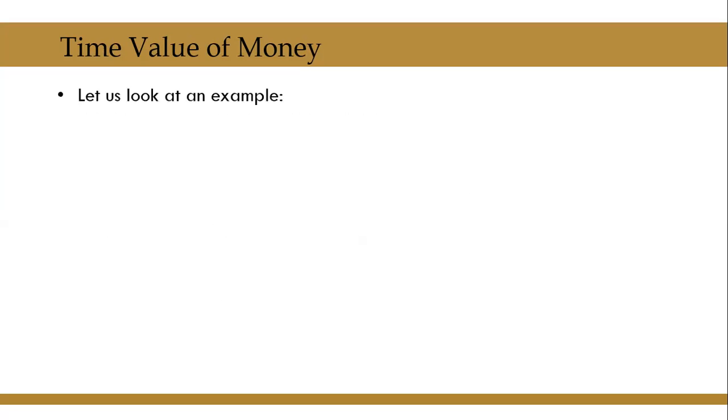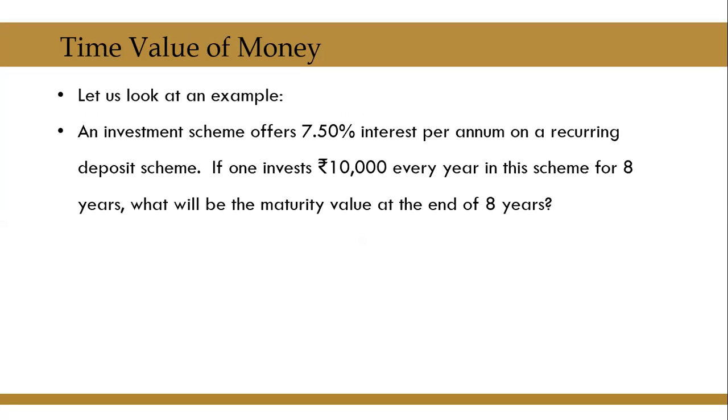Now let us look at an example. An investment scheme offers 7.5% interest per annum on a recurring deposit scheme. If one invests 10,000 every year in this scheme for 8 years, what will be the maturity value at the end of 8 years? Now, since this is an investment scheme, you have to start investing today. Therefore, since the first cash flow happens today, this is an annuity due.